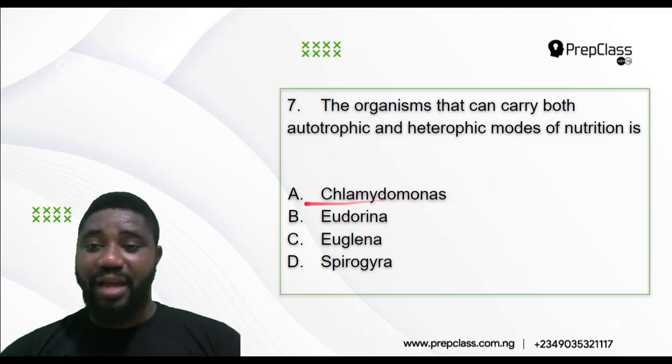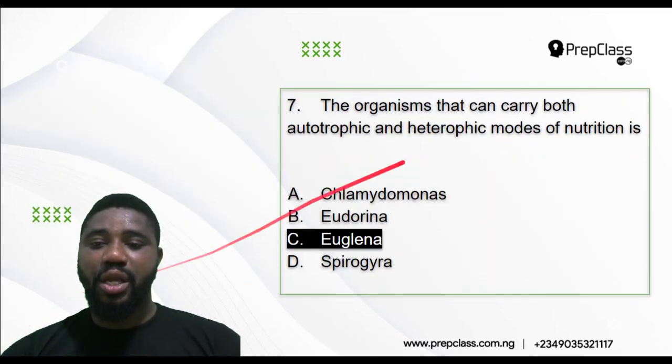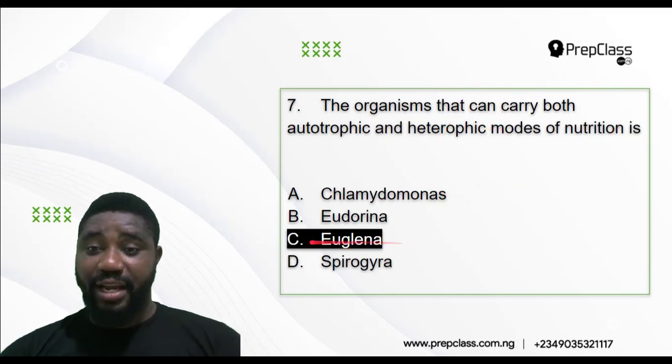Chlamydomonas is a complete plant. It does not carry out heterotrophic mode. Spirogyra is a plant, does not carry out heterotrophic mode. I don't know what they mean by Eudorina, but Euglena can carry out both autotrophic and heterotrophic modes of nutrition. So the correct answer there is Euglena. So option C is the correct answer.